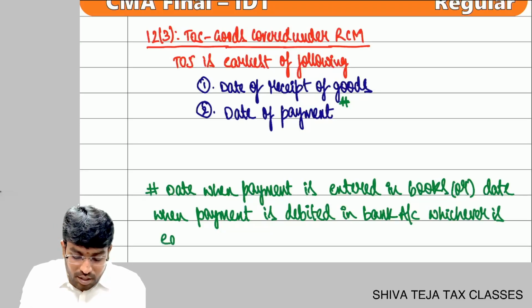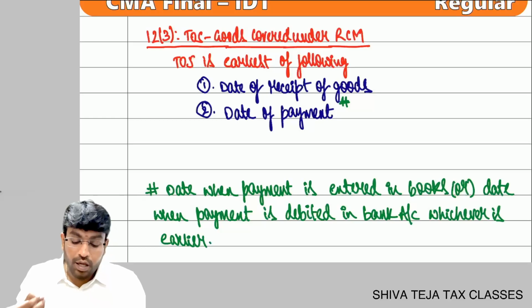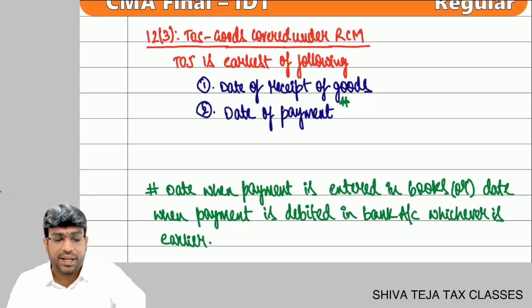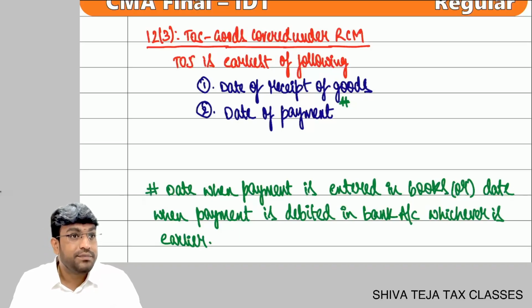Whichever is earlier. Date when payment is entered in the books. One more time I repeat: date when payment is entered in the books, or date when payment is debited in bank account, whichever is earlier. Sir, clear?